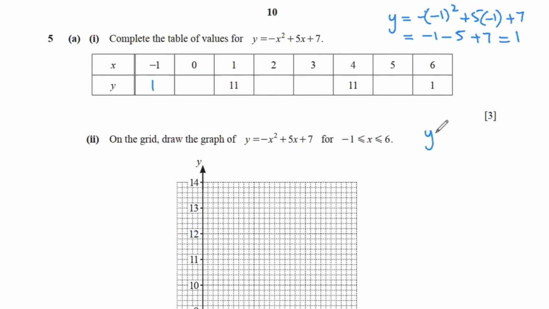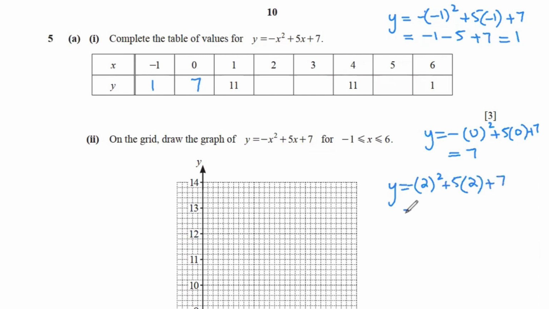Then when x equals 0, y equals negative 0 squared plus 5 times 0 plus 7. That is going to be 7. Then when x is 2, negative 2 squared plus 5 times 2 plus 7. That's negative 4 plus 10 plus 7. That's 13.